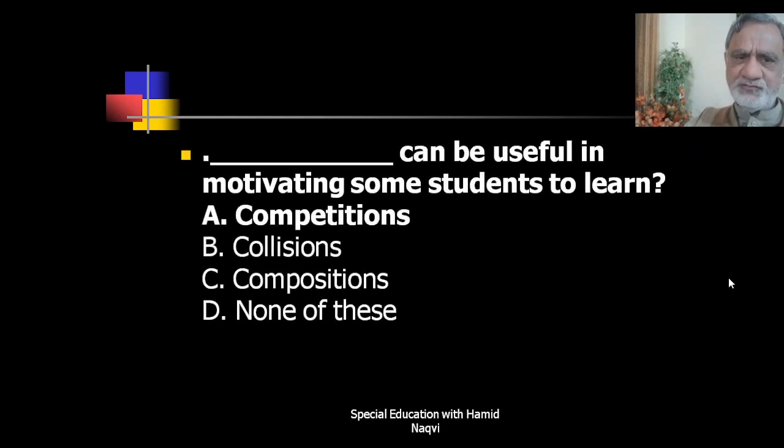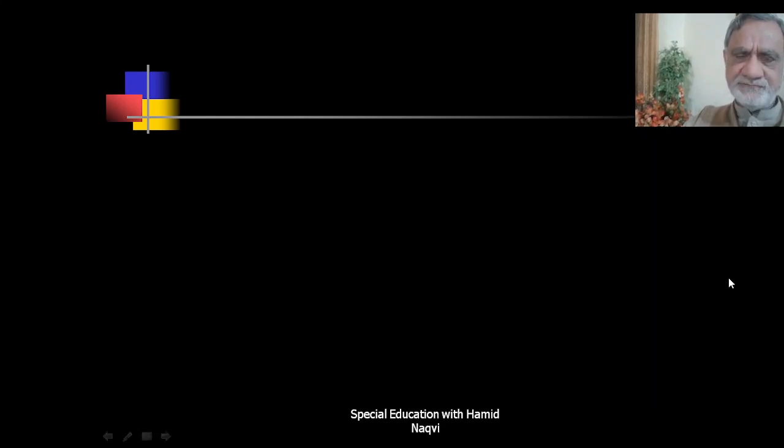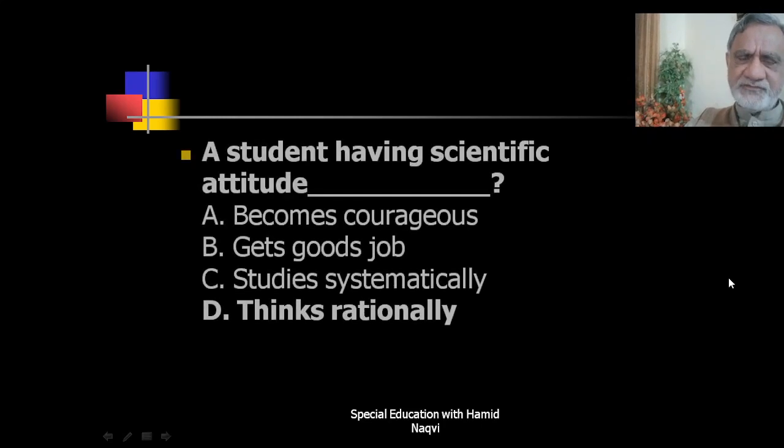Dash can be useful in motivating some students to learn. Competitions, collisions, compositions, or none of these. First one, that is competition, is correct. A student having scientific attitude becomes courageous, gets good job, studies systematically, or thinks rationally. He thinks rationally. Last one is correct.